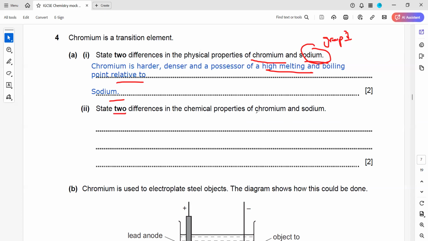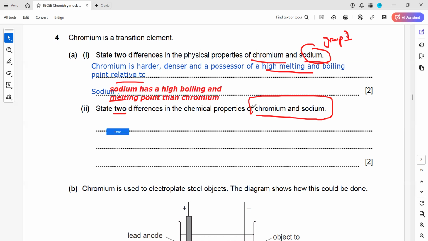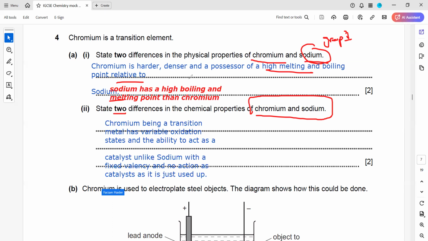Then give two differences in the chemical properties of chromium and sodium. What is the difference in the chemical properties? When you compare the chemical properties, you refer to the oxidation number, the reactivity, or the catalytic property. Chromium will be less reactive than sodium because alkali metals, or group 1, are more reactive. Then for catalytic activity, chromium can act as a catalyst, but sodium cannot act as a catalyst. And chromium has variable oxidation states.